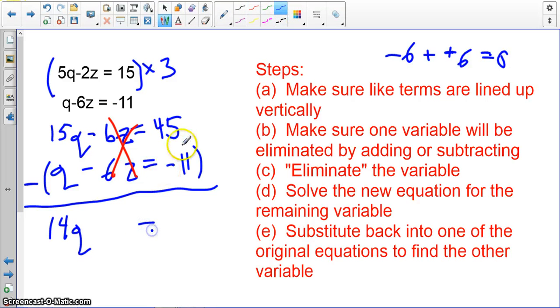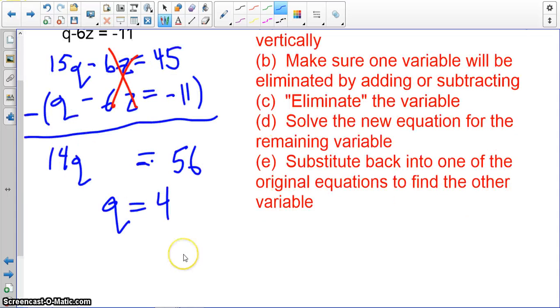And that equals 45 plus 11, because we're subtracting a negative, so that's 56. Okay? Divide both sides by 14, turns out that's actually 4. 56 divided by 14 is 4. So boom, there you go.